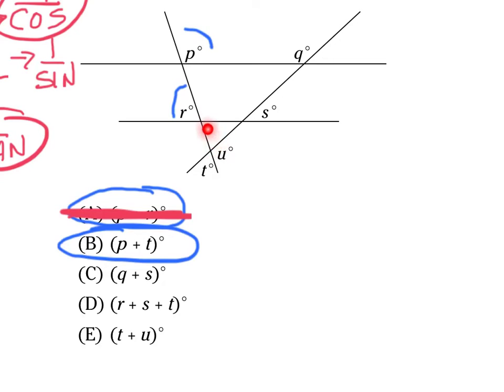If we knew this were an isosceles triangle or something like that, but we can't really come up with anything. So P plus T, I don't see how that's going to be equal to anything at all that's 180. So there's your answer right off the bat. The rest of these should equal 180.